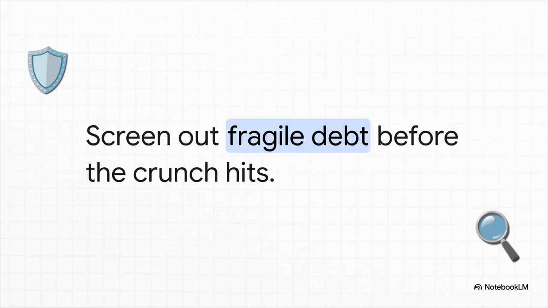And that powerfully dictates our ultimate goal as architects. Our job is to screen out these fragile debt traps from the portfolio completely before the macro shock even arrives. You absolutely do not wait for the credit crunch to hit to figure out if your companies can survive it. You audit their oxygen levels today.